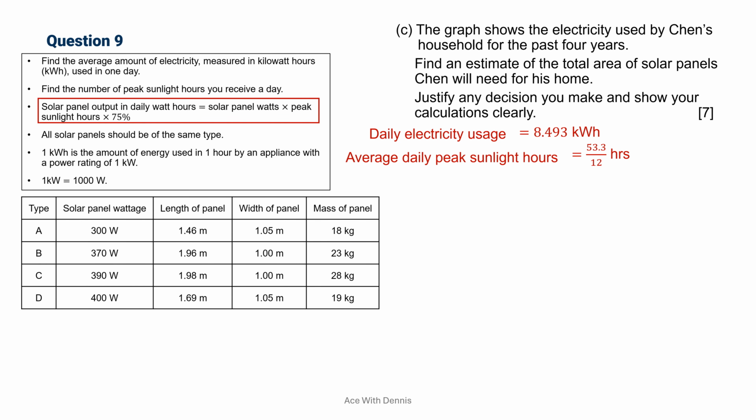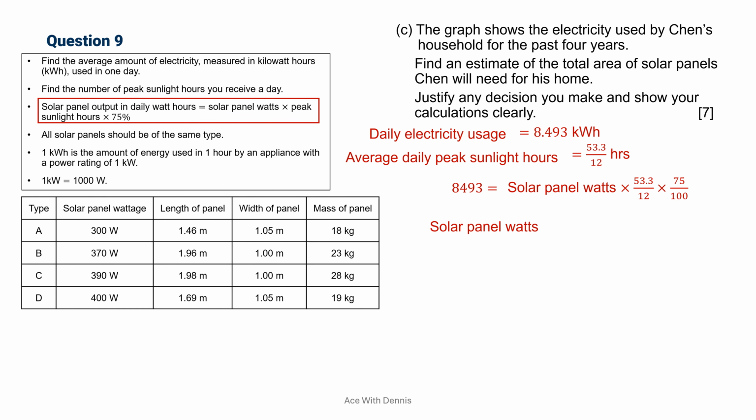The next step we need to do is calculate how much is the solar panel watts required. We'll use this formula: solar panel output in daily watt hours equals solar panel watts times peak sunlight hours times 75%. So using this formula, let's substitute the values given. So the solar panel output in daily watt hours will be 8,493. Then it equals the solar panel watts that we need to find, times the peak sunlight hours, which is 53.3 over 12, then times 75%.